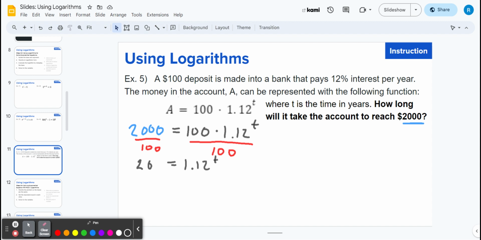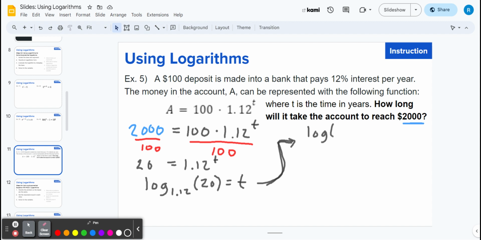It looks a little different because we have the stuff flipped to the right and left, but we're still going to work it the same, right? Our base is 1.12. My argument is 20. And the thing I'm solving for is t. So we set that up. Let's move over to a change of base formula here. So we can actually solve this.